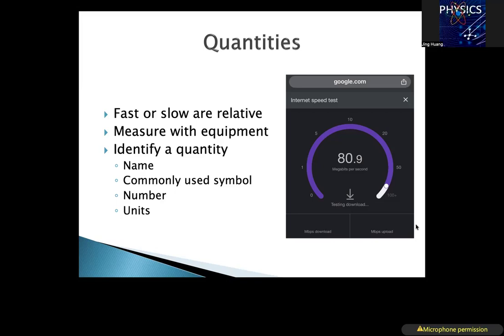We will gradually introduce quantities including length, time, and mass, as well as other quantities that are derived from these. That will be our later lecture.